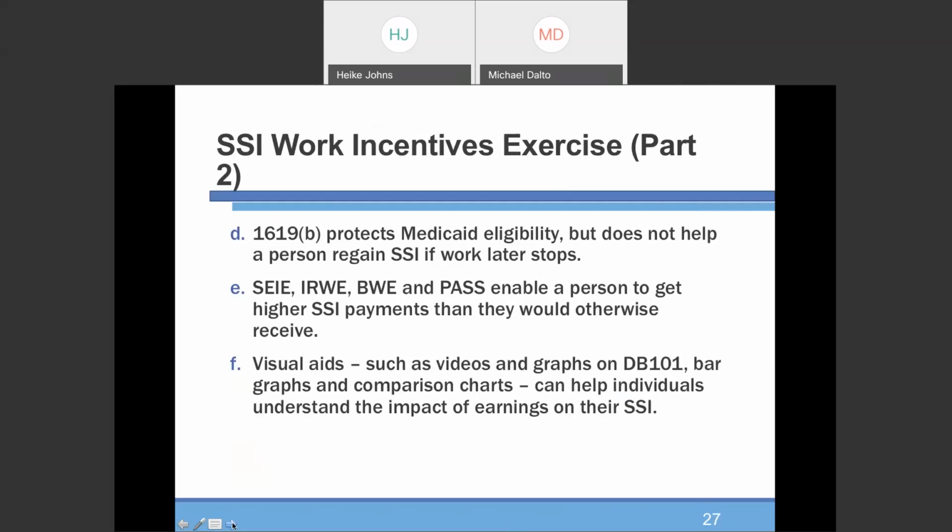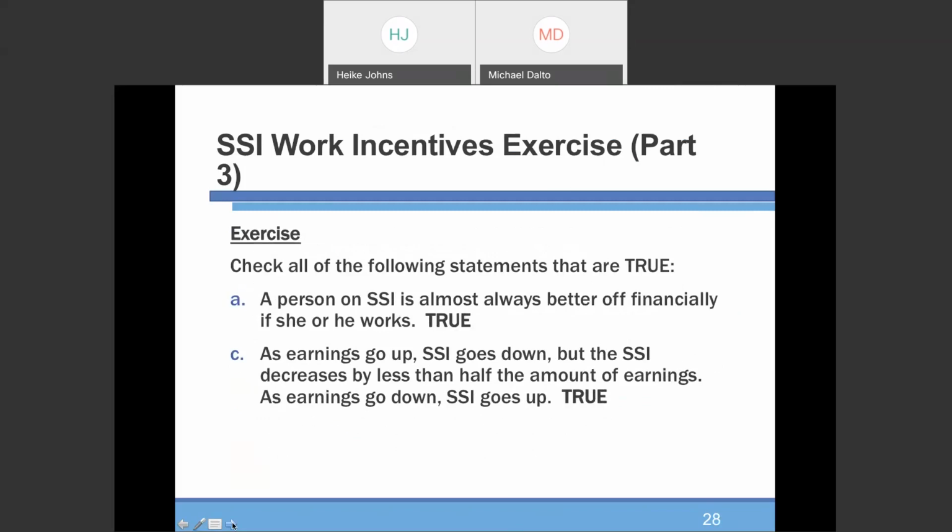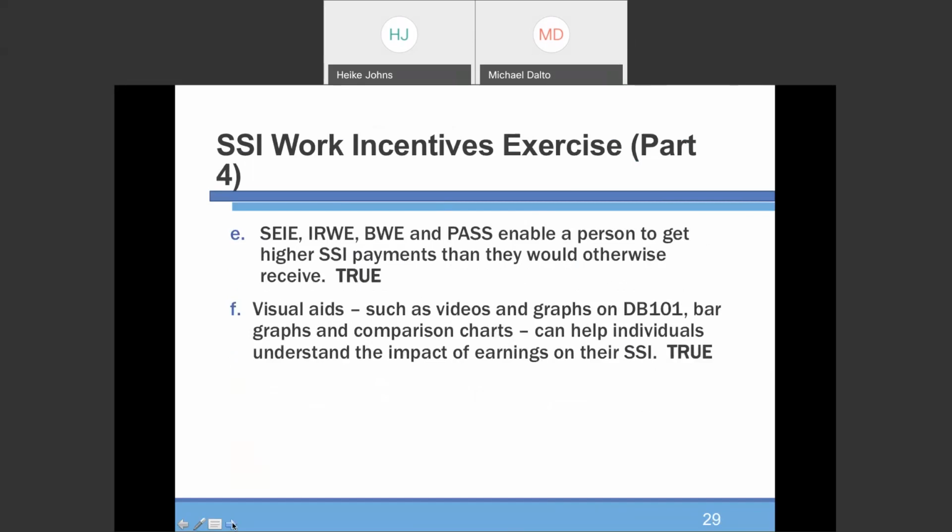Okay, now let's look at answers. The correct answers are A, a person on SSI is almost always better off financially if they work. C, as earnings go up, SSI goes down, but the SSI decreases by less than half the amount of earnings. And as earnings go down, SSI goes up. E, SEIE, IRWE, BWE, and PASS enable a person to get higher SSI payments than they would otherwise receive. And F, visual aids such as videos and graphs on DB101, bar graphs, and comparison charts can help individuals understand the impact of earnings on their SSI.